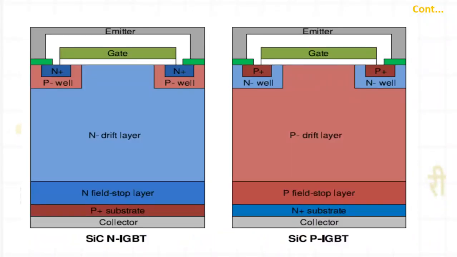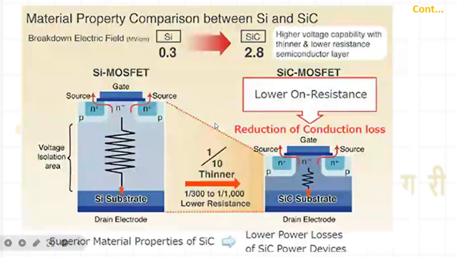Similarly, silicon carbide N channel IGBT and silicon carbide P channel IGBT. This is the structure: P drift layer, N drift layer, P and N layers. All these things are there: substrate, collector. These are the terminals of the IGBT. All these things you already know, right? Just to show you the structure, I have added this.